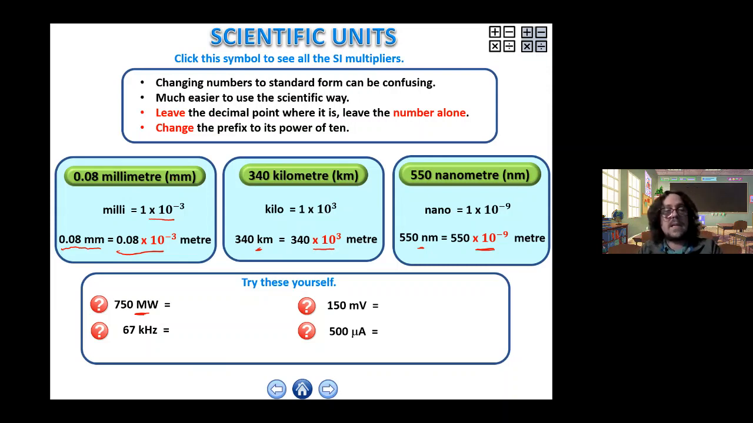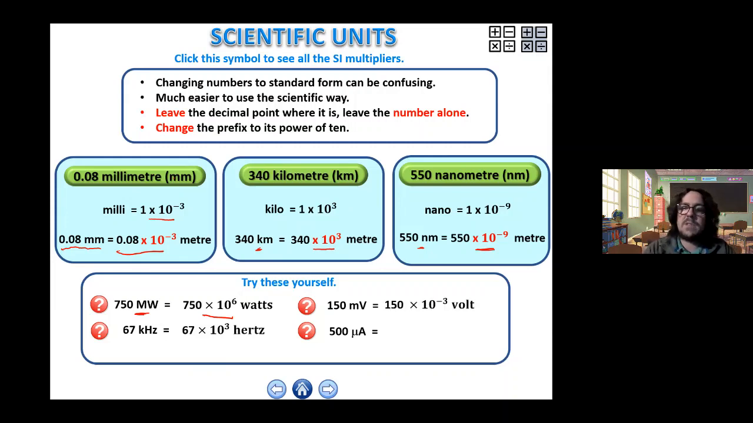Mega is times 10 to the 6. So you just replace the m with times 10 to the 6. It's that easy. All right. And now you're probably able to do your calculations. Next one, kilo. Okay. Times 10 to the 3. Milli, don't forget, times 10 to the minus 3.